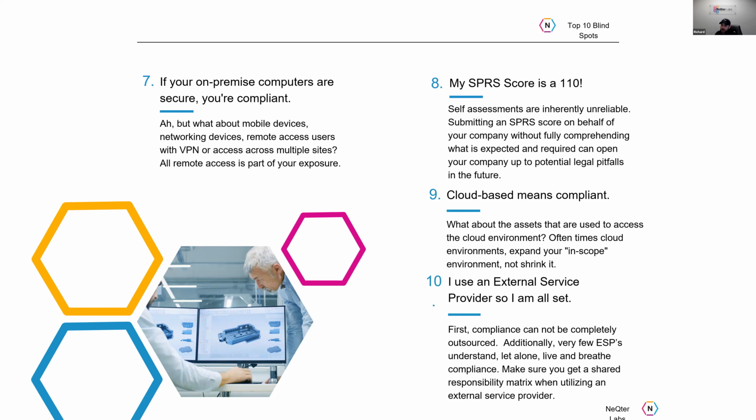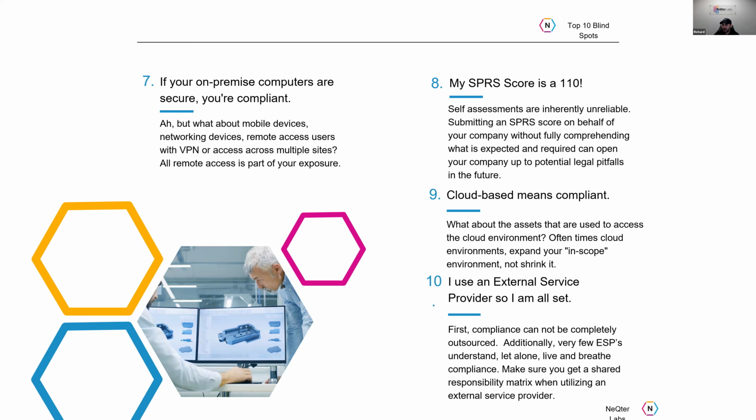Number 8, this is the fun one. My SPRS score is 110. So I'm sure you guys learned a little bit about SPRS scores in the previous days. So everybody that's a supplier needs to put a score in. It's out of 110, but it can go into the negative. There's a very specific scoring methodology. It's called the DoD Assessment Methodology for building your score, and it takes into account you don't get any points, for example, if you don't do all of the sub requirements associated with that top level requirement or control.